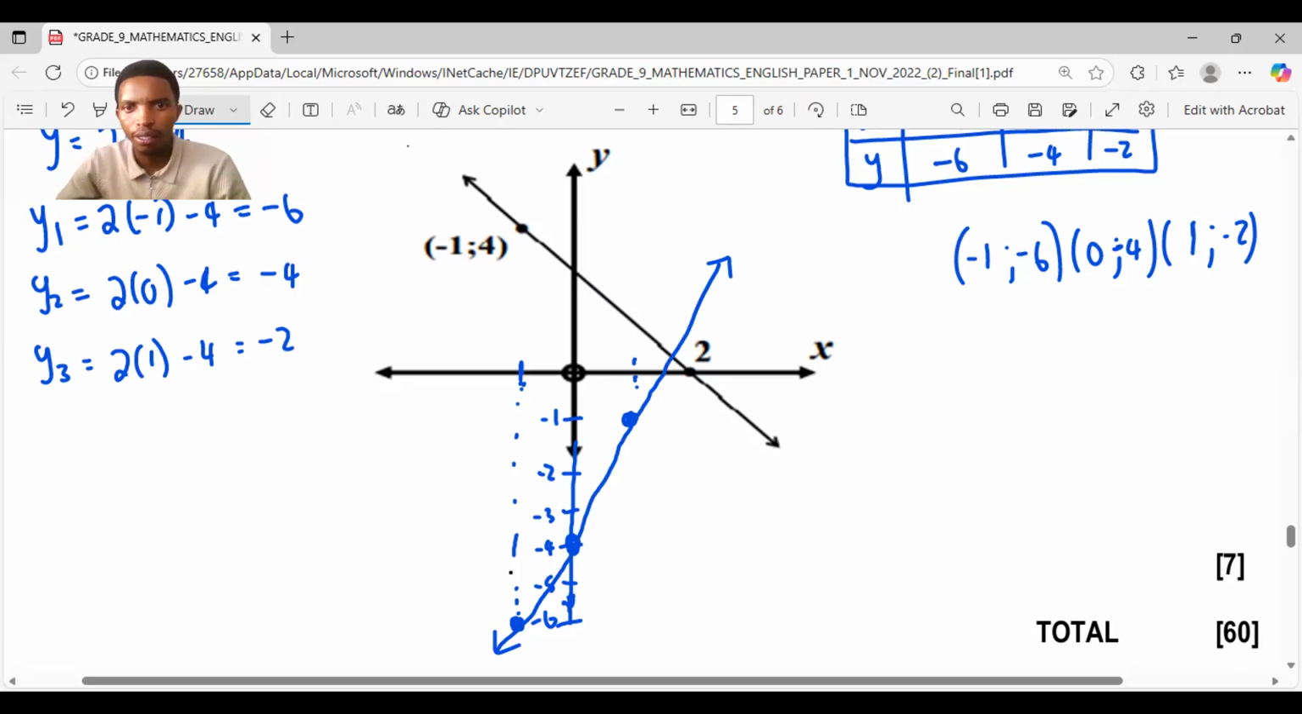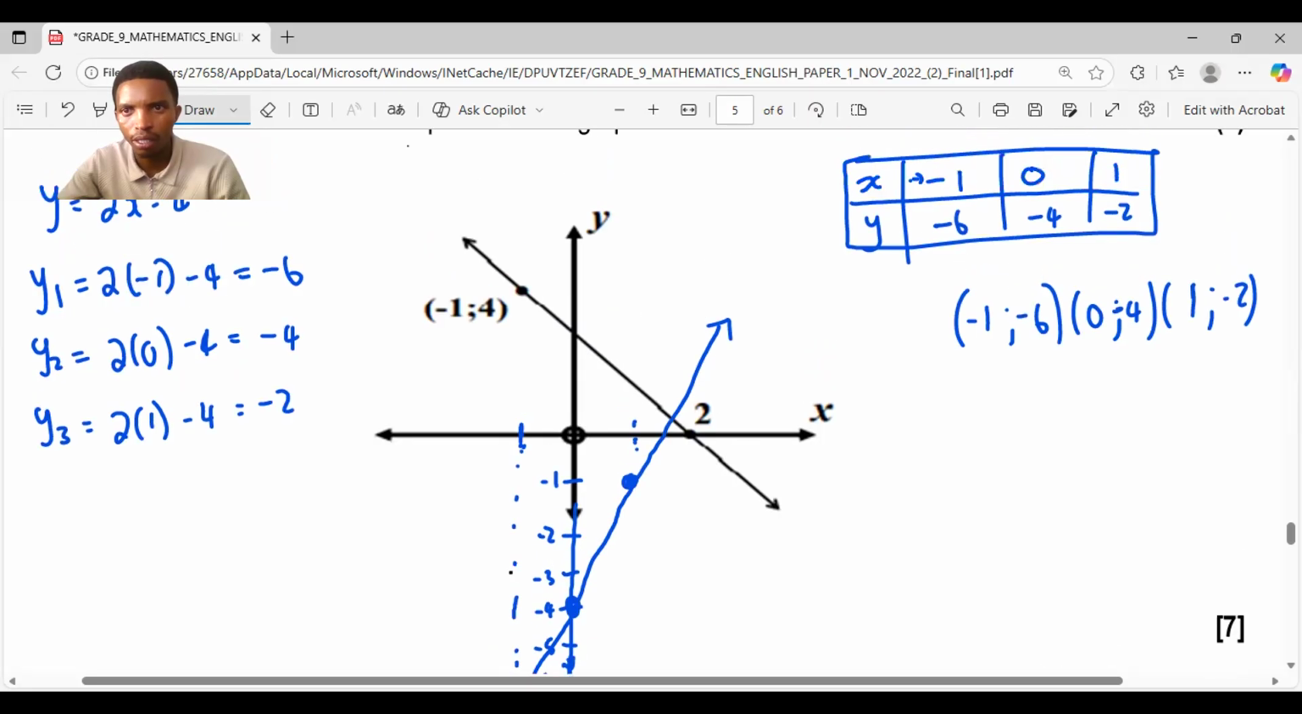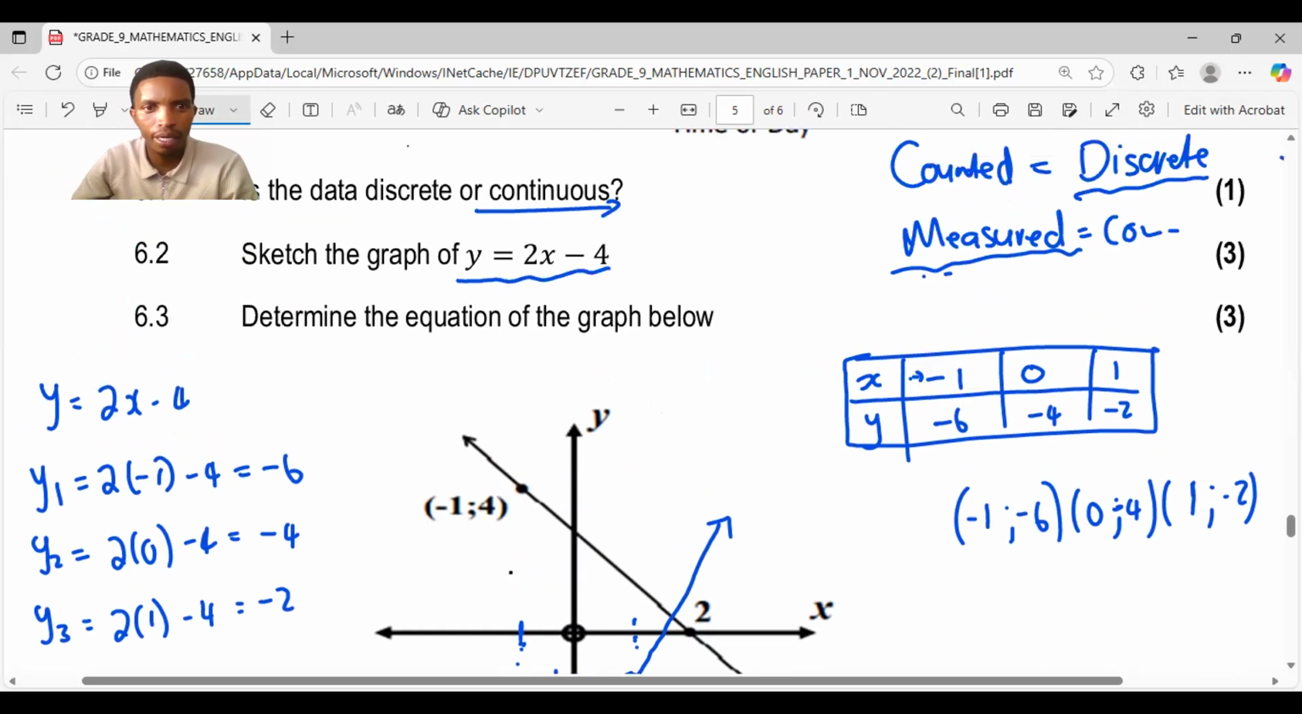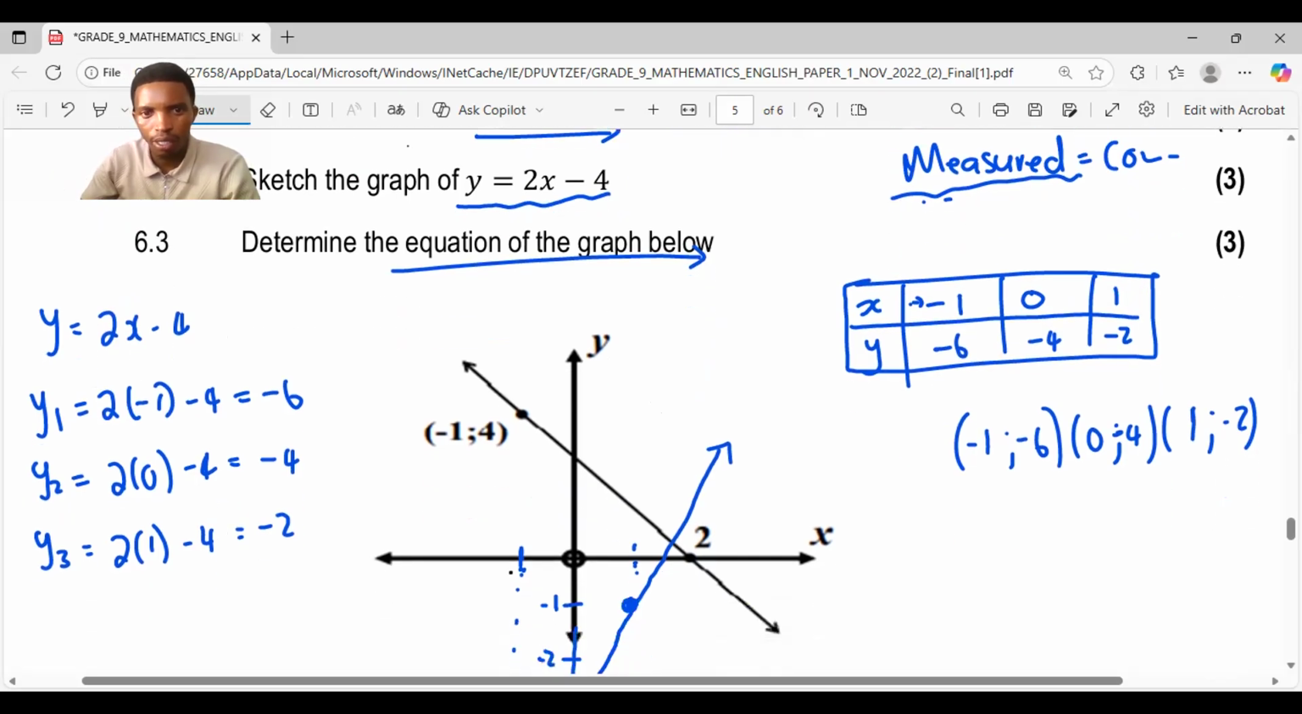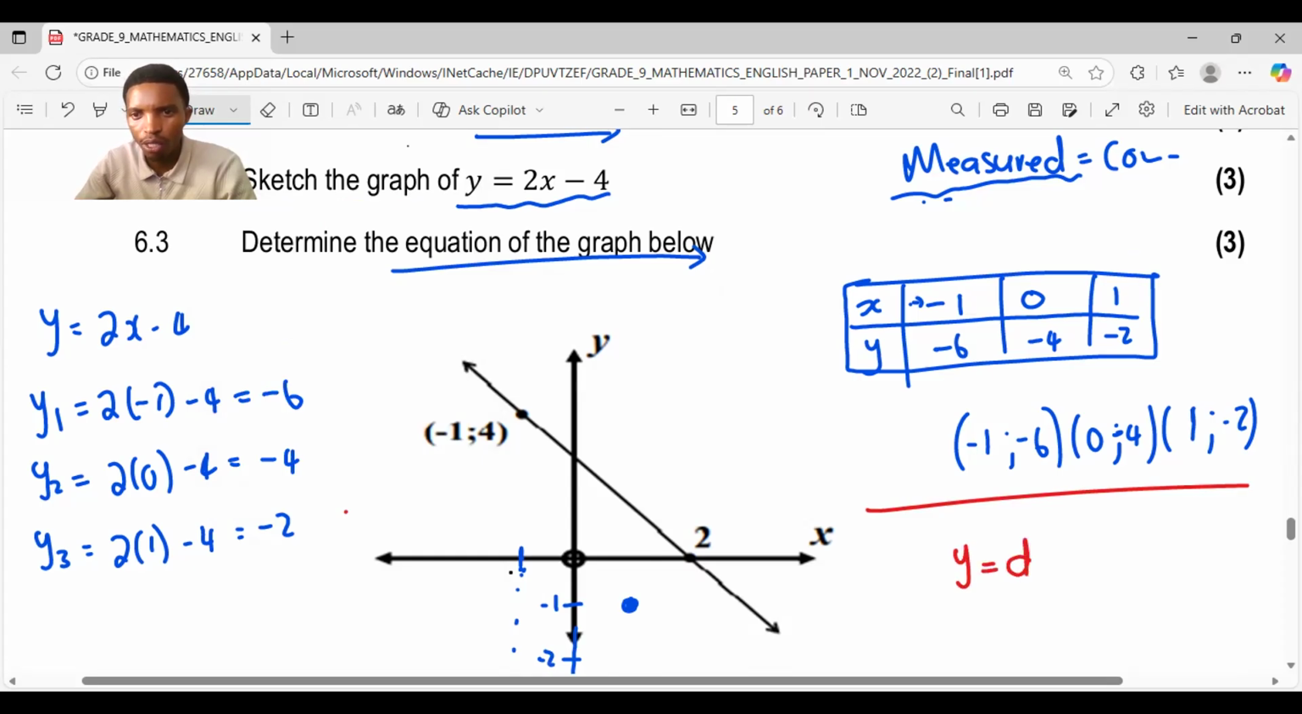And then the last question given there, they're saying determine the equation of the graph. Which graph is that one? Is this one the black one? The black graph there. On the black graph there, we have two coordinates already. Remember again, our formula for a straight line, always and all the time, whenever you see a straight line, your formula is going to be y is equals to mx plus c.